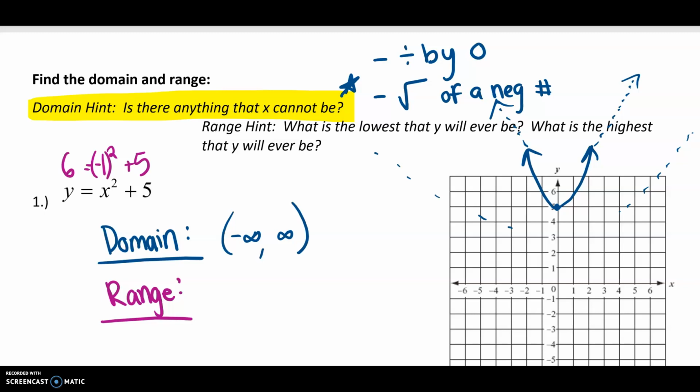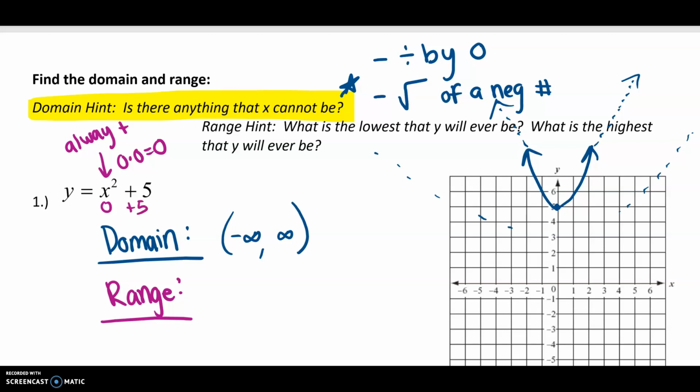So whether you plug in a positive number or a negative number, you're going to get a positive number out of that. If you just think about x squared, the output is always going to be positive, because anything times itself is going to be a positive number. So what's the lowest thing that can come out of just x squared? Well, if you square 0, 0 times 0 is 0. So that's going to be the lowest thing that can come out of x squared.